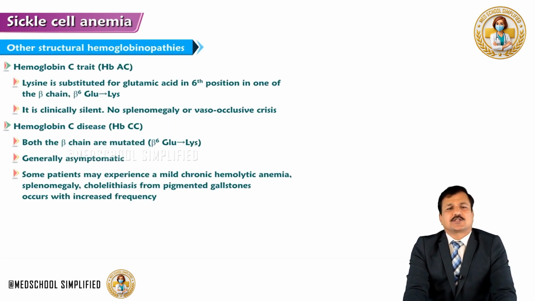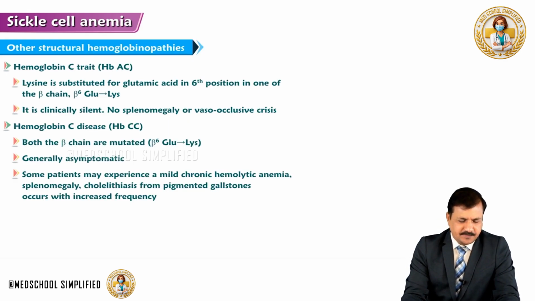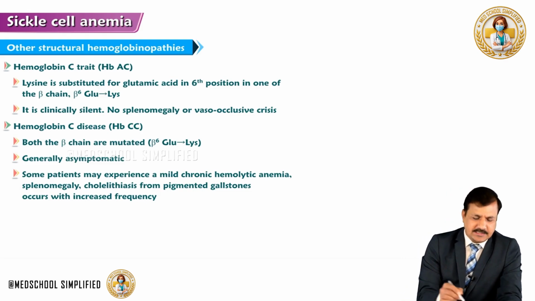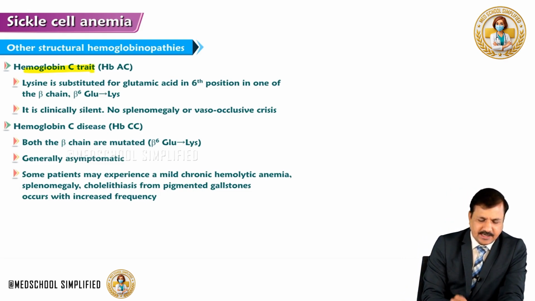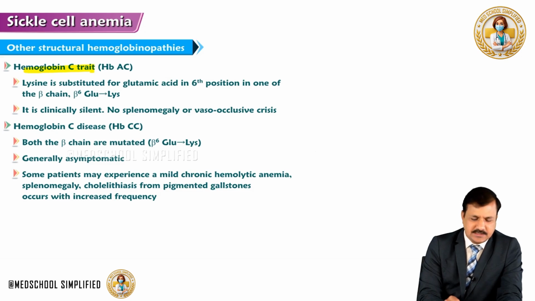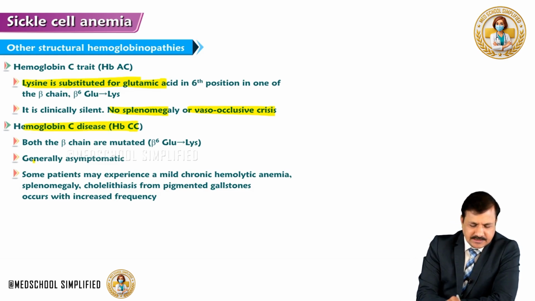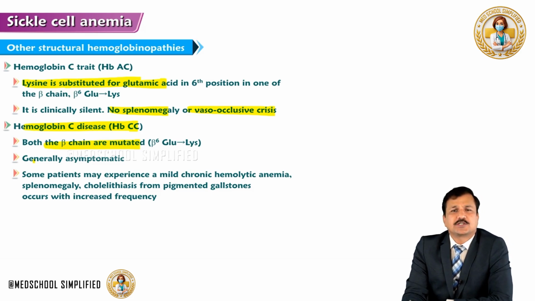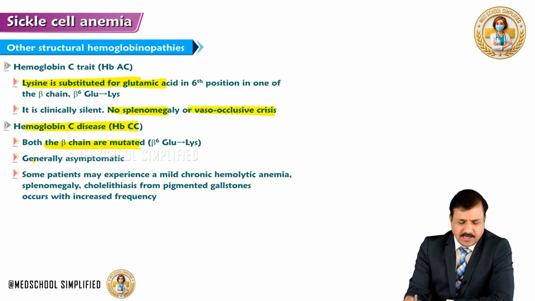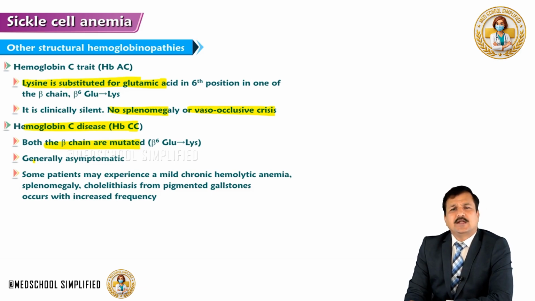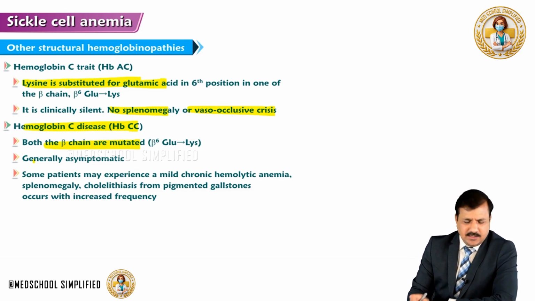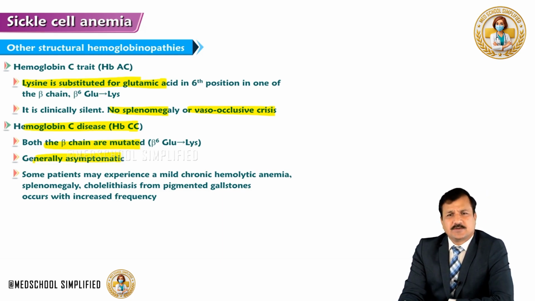Coming to other structural hemoglobinopathies, the first one is hemoglobin C trait, which is referred to as HbAC. Now coming to hemoglobin C disease. In hemoglobin C disease, both the beta chains are mutated, where at the 6th position glutamate is replaced by lysine. So it is a milder disease that generally does not lead to any signs and symptoms.